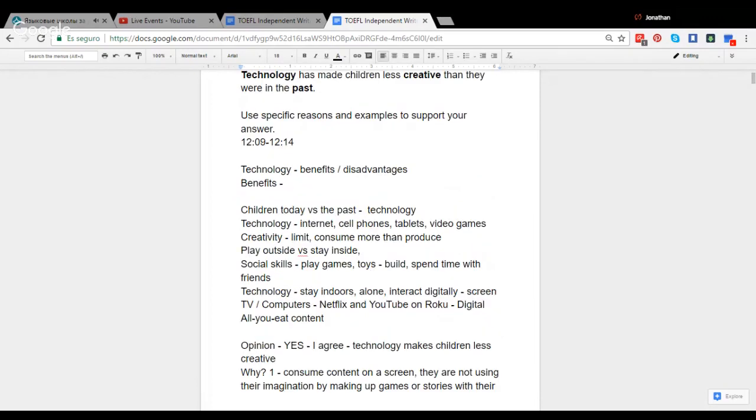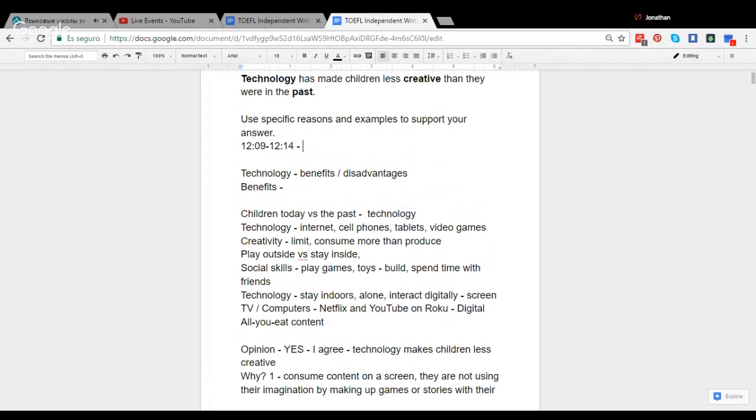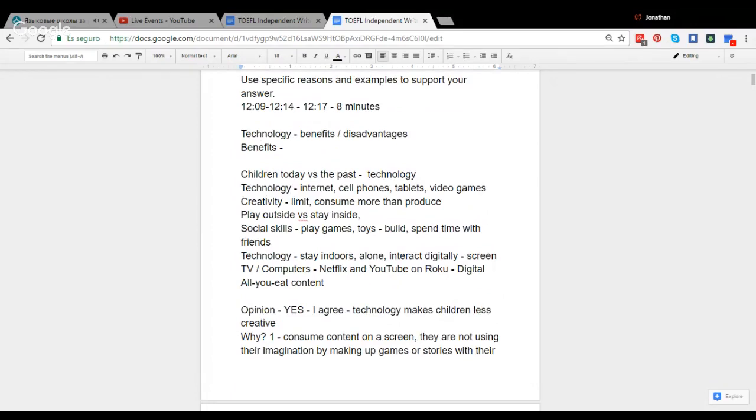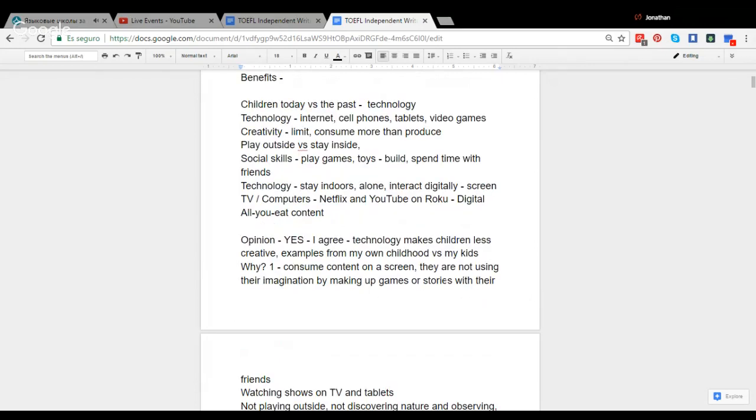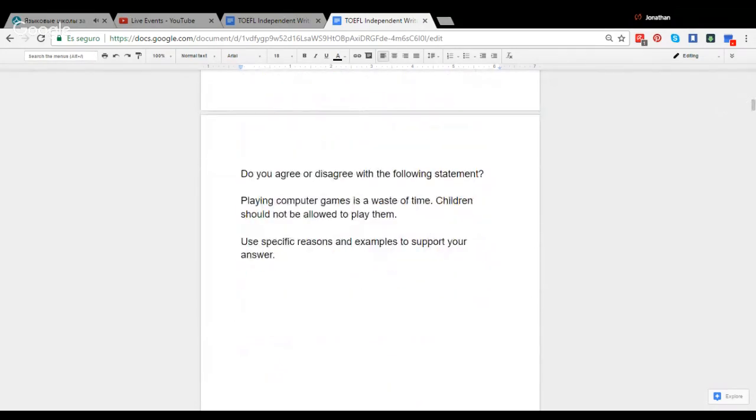So, okay, that's about what I did here. You can see I did about 8 minutes. Let's see if I can do this a bit faster, a little bit better with my outline. So I'm going to say, yeah, my opinion is yes, I agree. It's making children less creative. And then I'm thinking of my examples from my own childhood versus my kids. So those would be my examples and the reasons that I'm going to be using to explain that. Okay, let's move on to this next one.